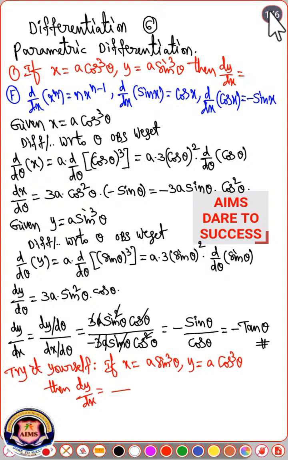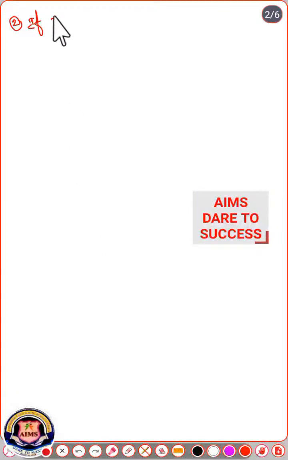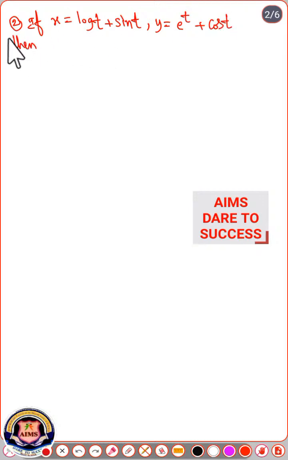Okay, now I am going to take the second problem. The second question is, if x is equal to log t plus sin t and y is equal to e power t plus cos t, then the value of dy by dx is equal to.